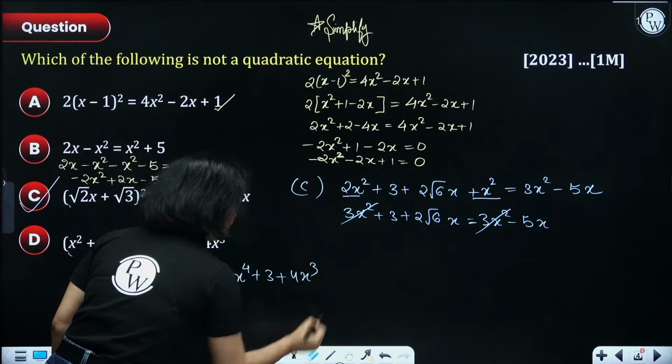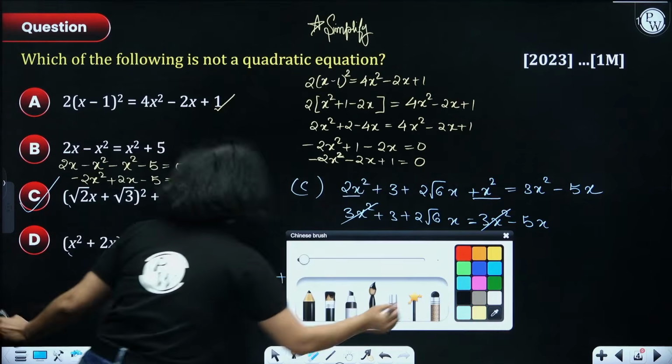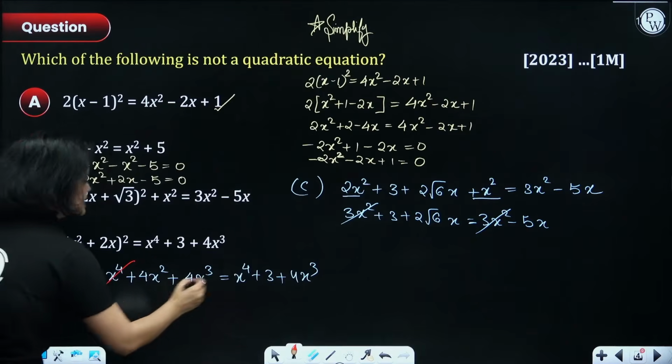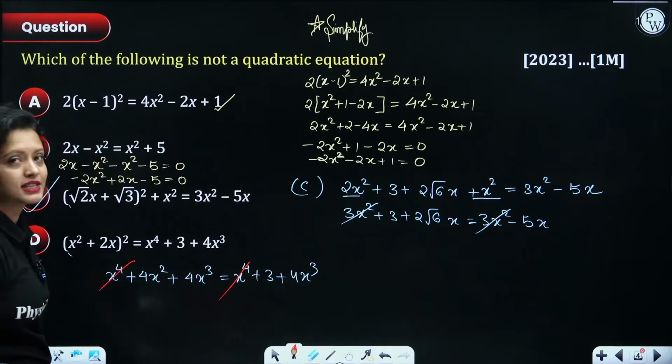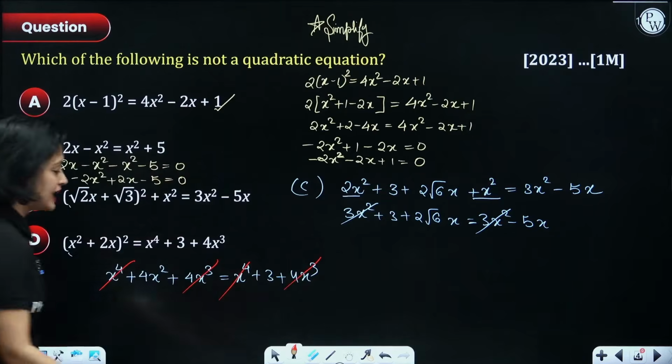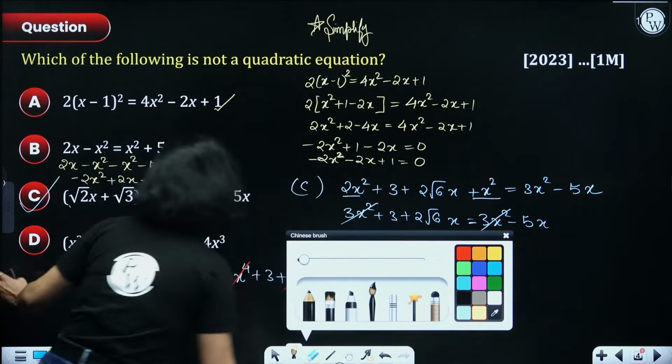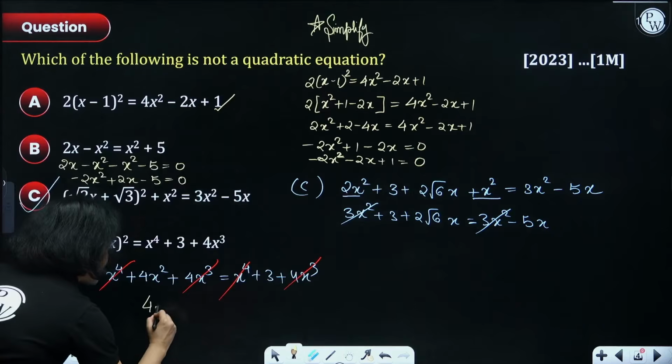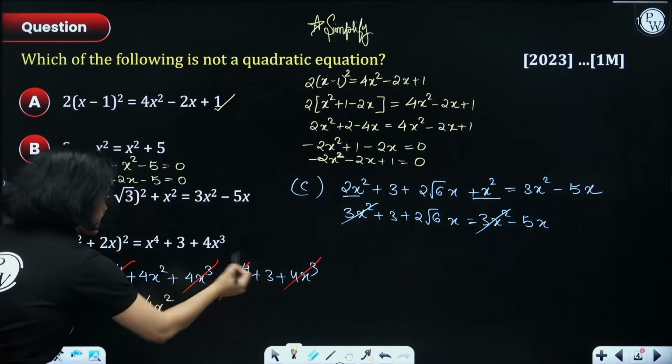Now here you can clearly see that certain things will be cancelled. For example, x raised to power 4 is on both sides, so it will get cancelled. 4x cube is on both sides, so it will get cancelled. The only thing remaining would be this 4x square, and here we have plus 3.